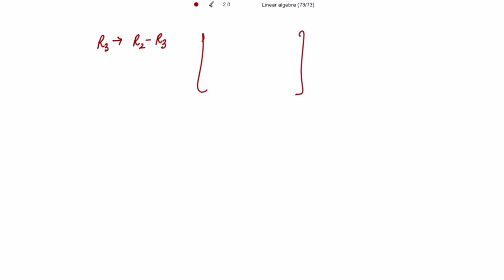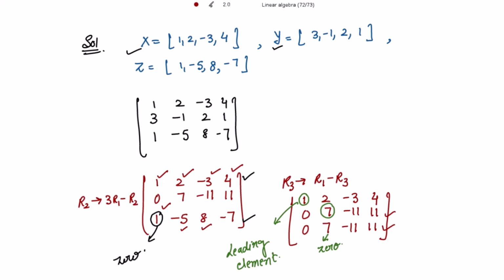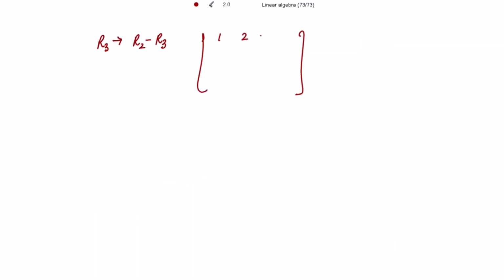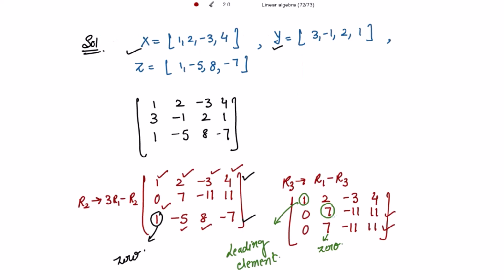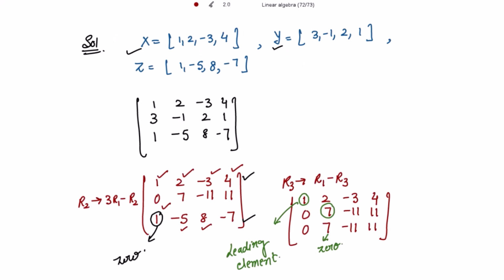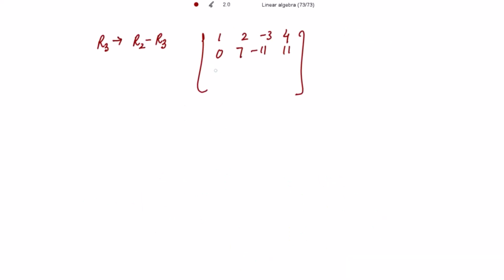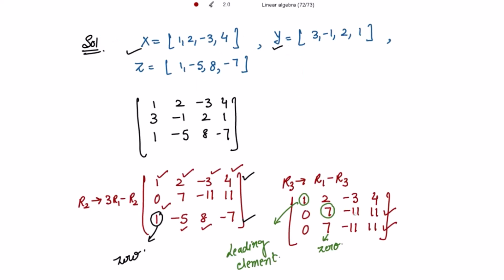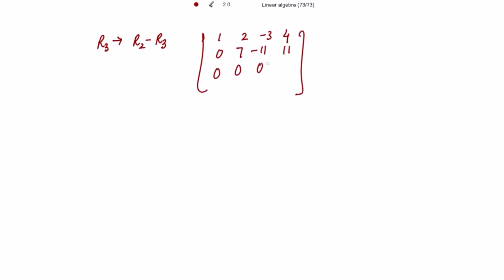Writing the first and second rows as they are. That is 1, 2, minus 3, 4, and 0, 7, minus 11, 11. Now to write the elements of row 3, we need to subtract row 2 and row 3. 0 minus 0, that is 0. 7 minus 7, that is 0. Minus 11 minus 11, that is plus 11, so that becomes 0. And 11 minus 11, again 0. So now I got a 0 row.